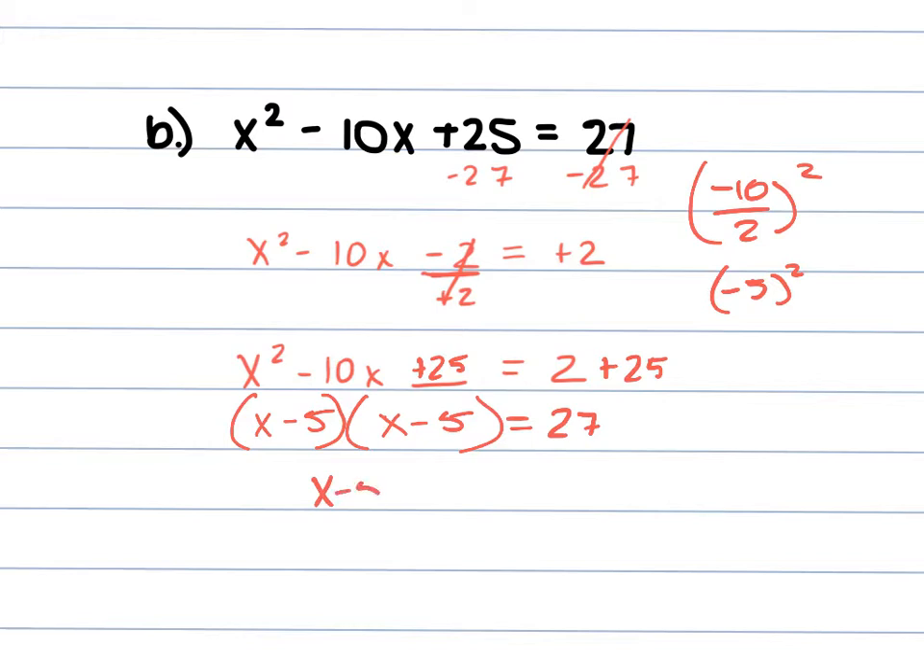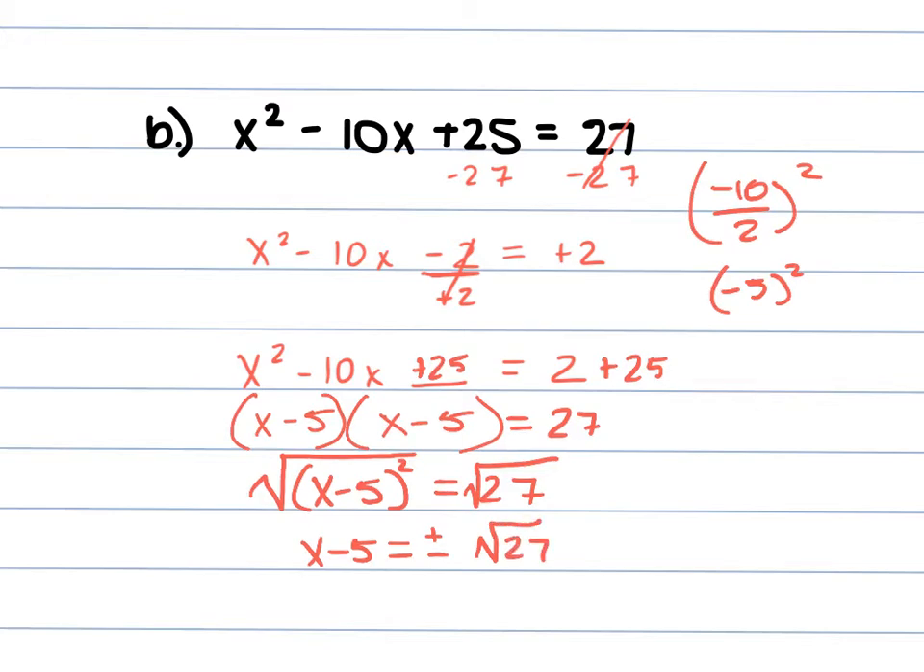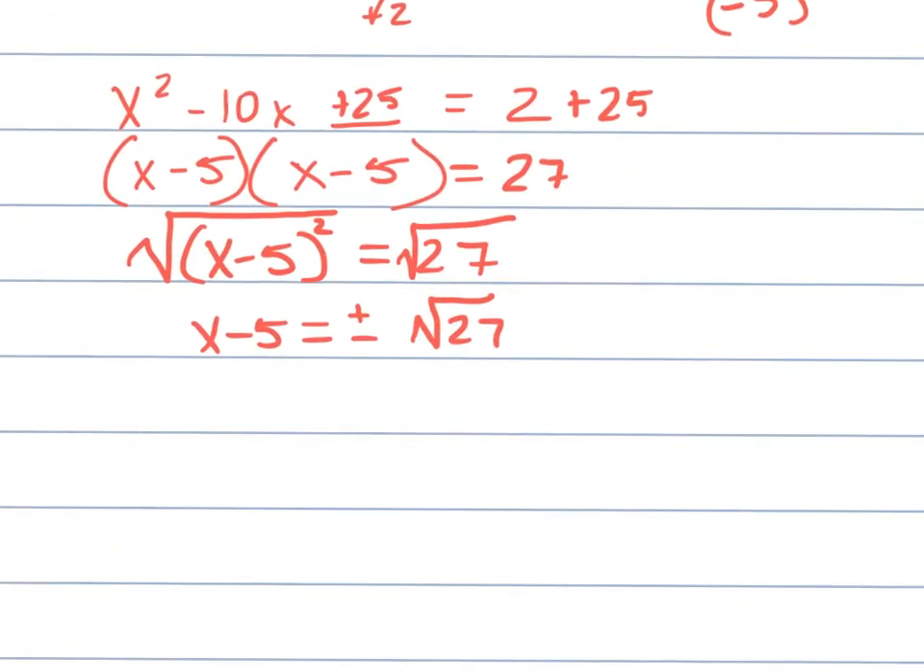But we're not done. You're right. X minus 5 squared is equal to 27. Square root of both sides. And because we square rooted both sides, what happens? Plus or minus. A lot of people forget that. Let's work on that 27.